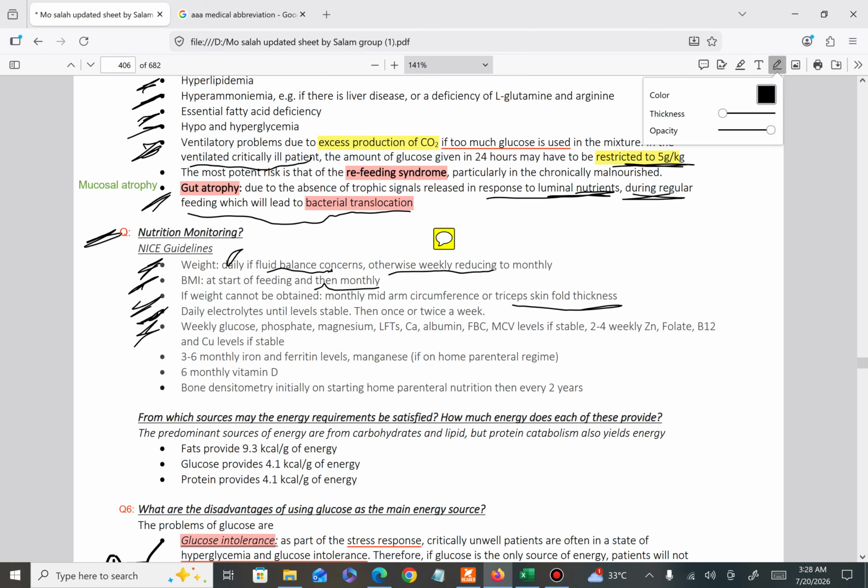Weekly glucose, phosphate, magnesium, LFTs, calcium, albumin, full blood count, MCV. If stable, 2 to 4 weekly zinc, folate, B12 and copper levels. Then 3 to 6 monthly iron and ferritin levels, manganese if no home parenteral regime, 6 monthly vitamin D, and bone densitometry initially on starting home parenteral nutrition, then every 2 years. So these are the nutrition monitoring in the TPN.